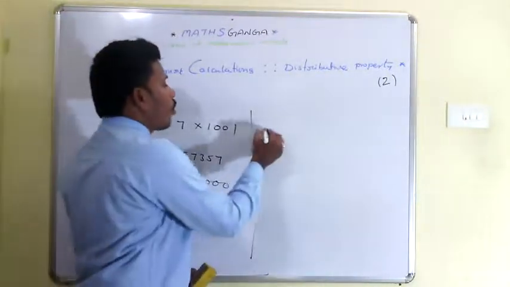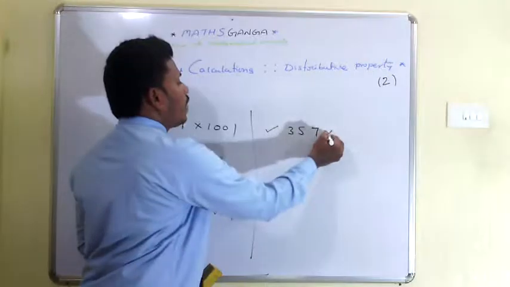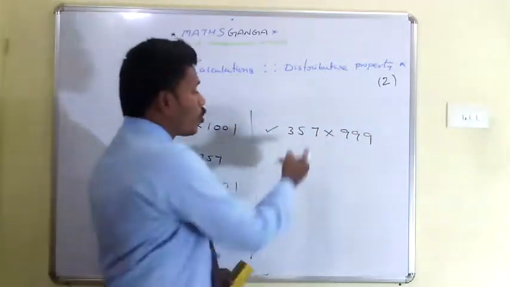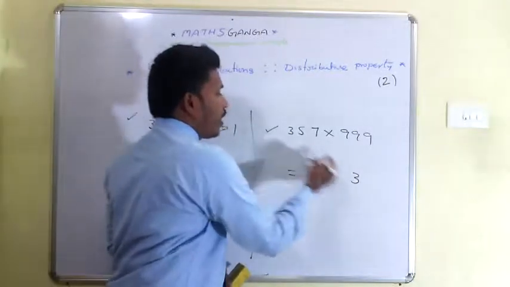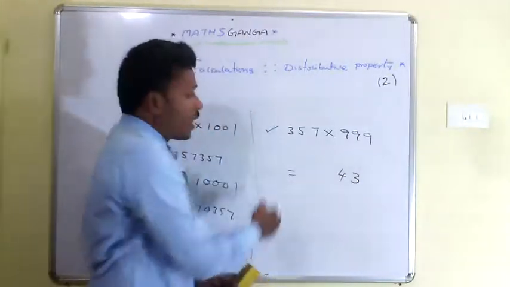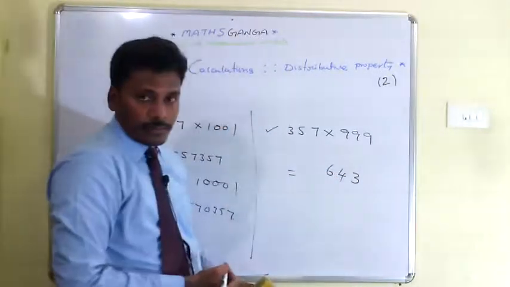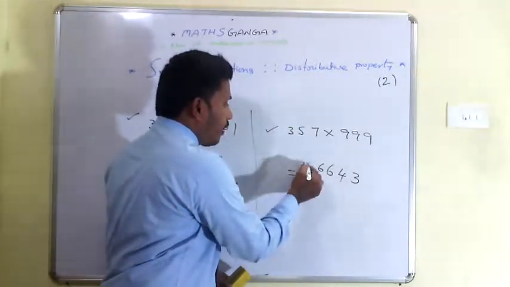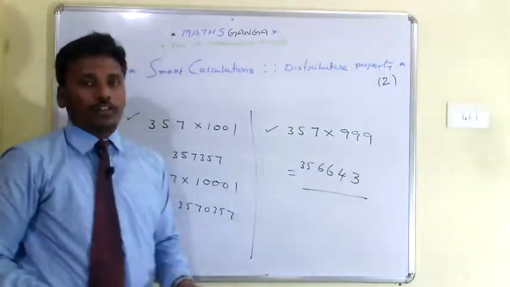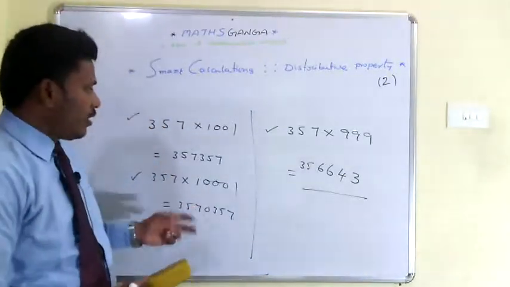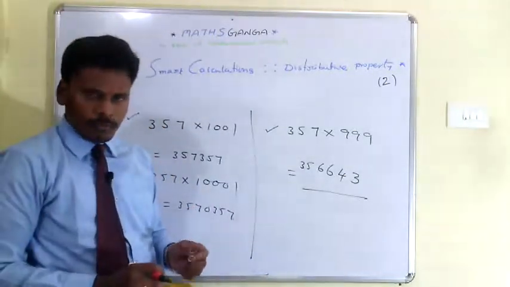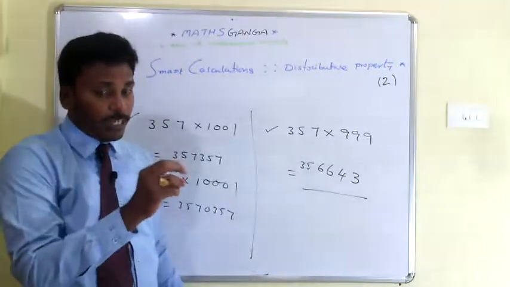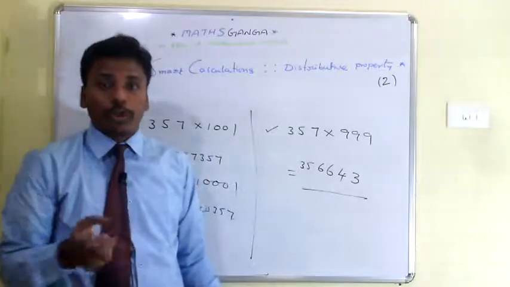Another main logic we discussed in today's video is 357 into 999. Then what is the result? 10 minus 7 is 3, 9 minus 5 is 4, 9 minus 3 is 6. 3 digits are completed. Then the units digit reduced by 1 is 6, and then 3, 5, 6, 6, 4, 3. So these are very useful and needed multiplications in different competitive examinations.